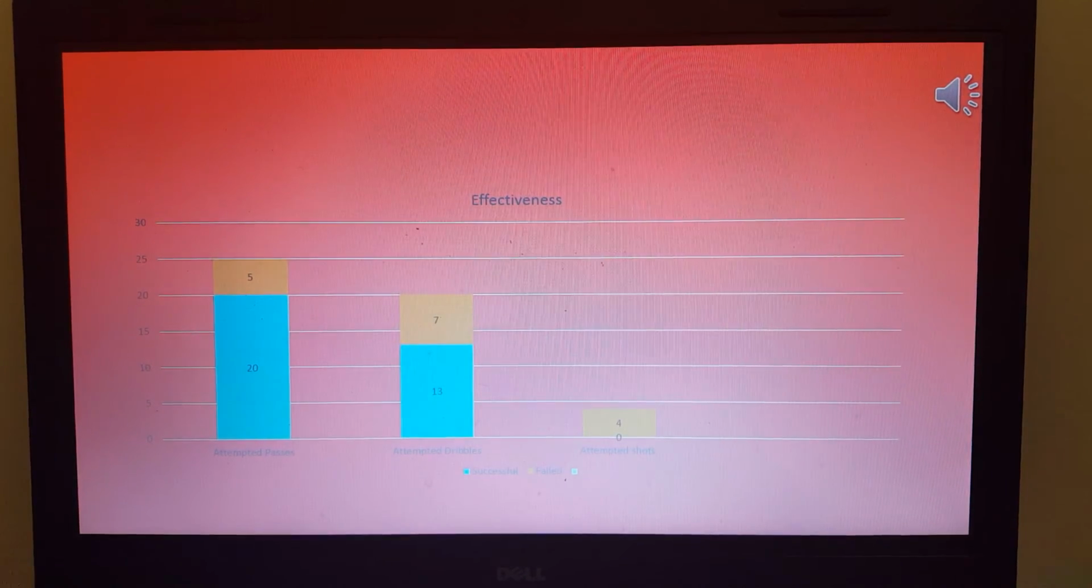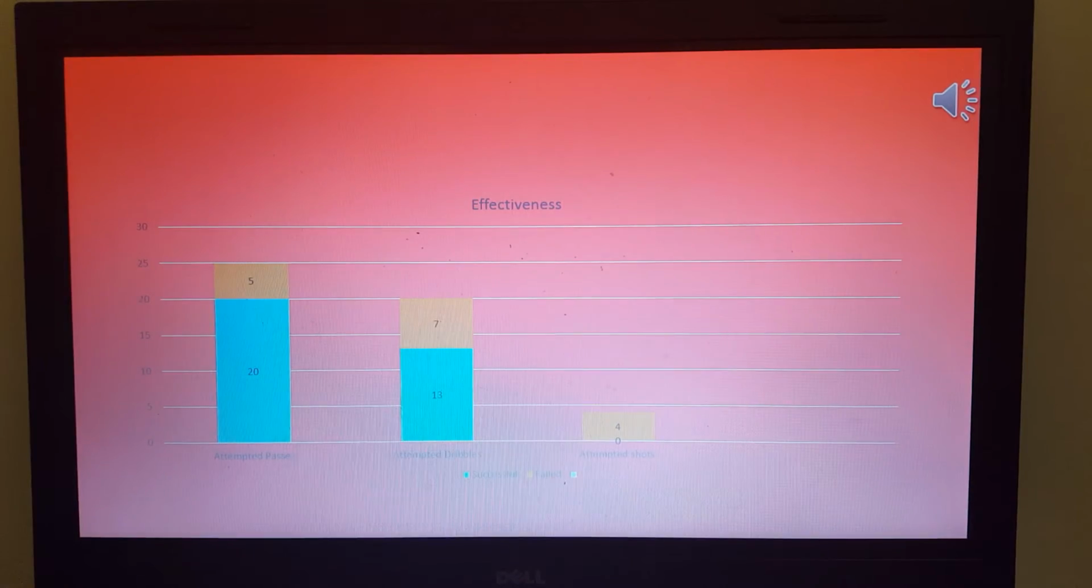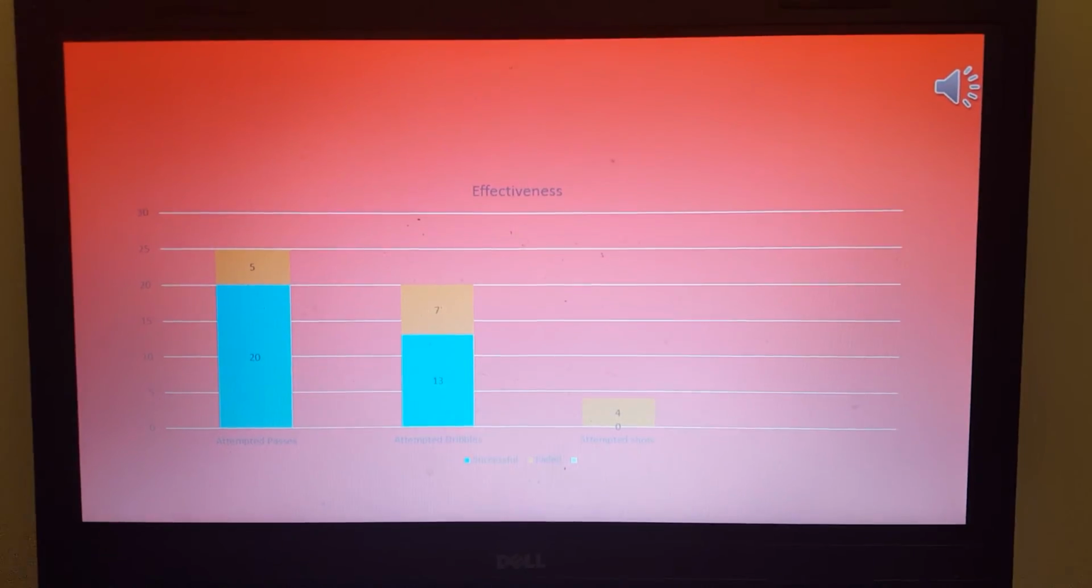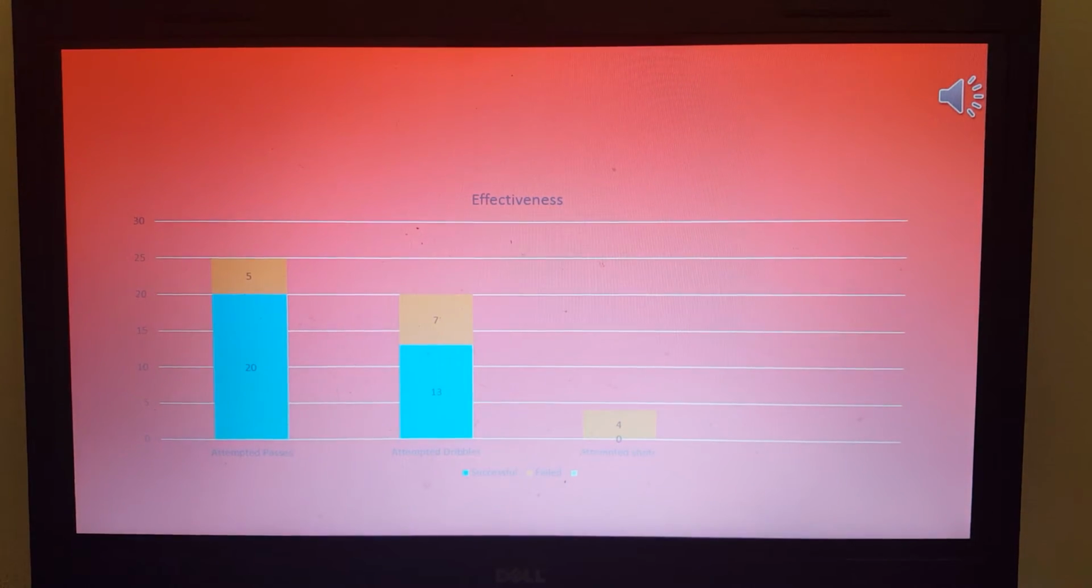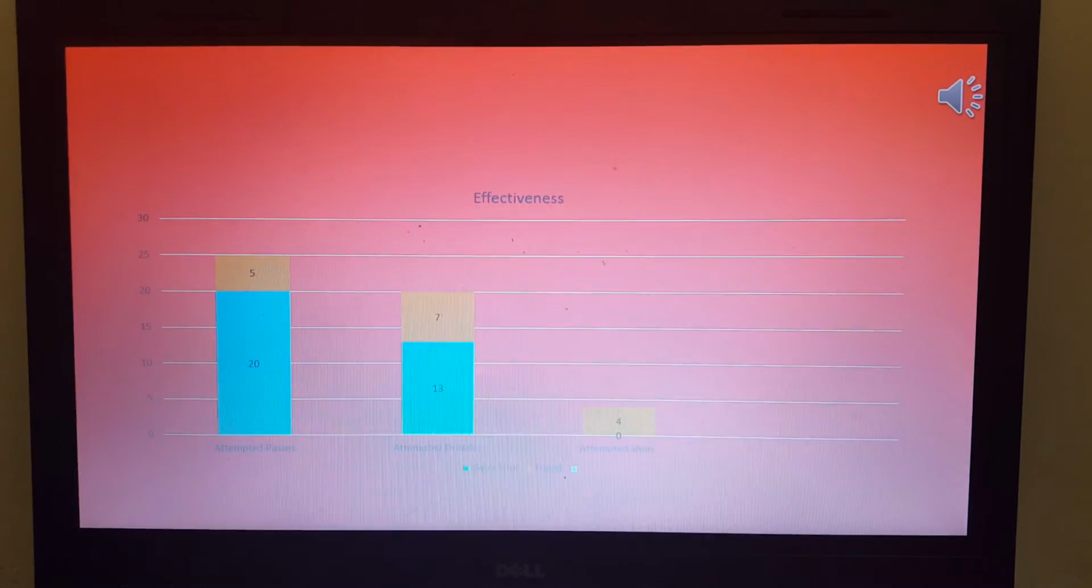Attempted shots. Made 4 attempted shots throughout the course of the match and did not score any goals. So I think only one of these shots was even on target, and it was from distance, very, very soft into Joe Hart's hands. So not great from that perspective.